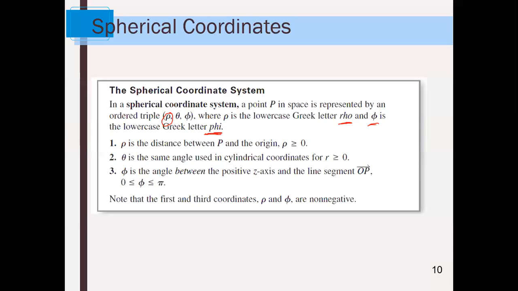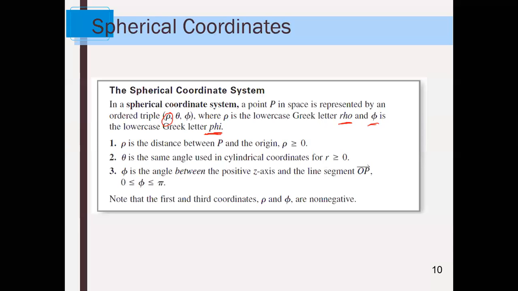So phi is the angle between the positive z-axis and the line segment OP. And you might say, why does it say that phi is always between 0 and pi? Well, because you don't really need to go any further than 180 degrees. Going from 0 to 180 degrees allows you to describe anything all the way up at the North Pole, all the way down to the South Pole. Do you understand? So you only need 180 degrees to do that, okay?